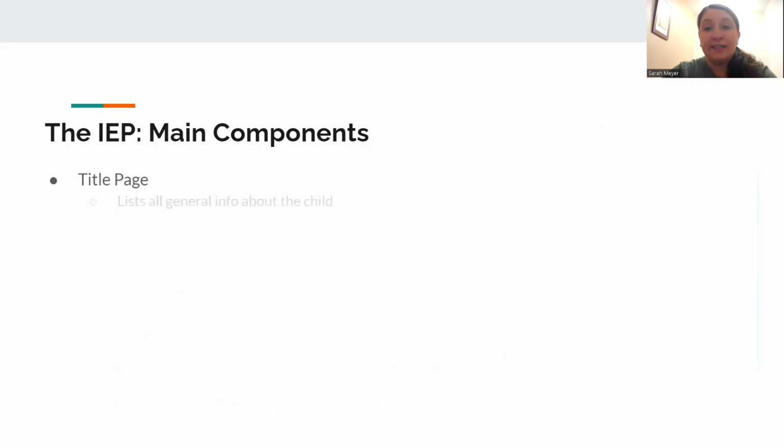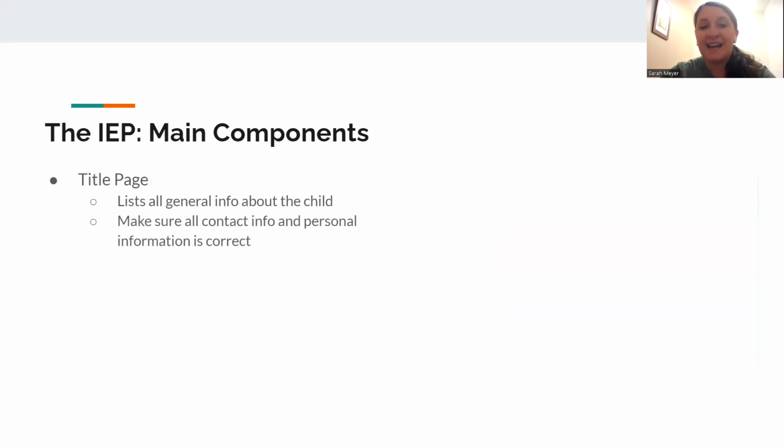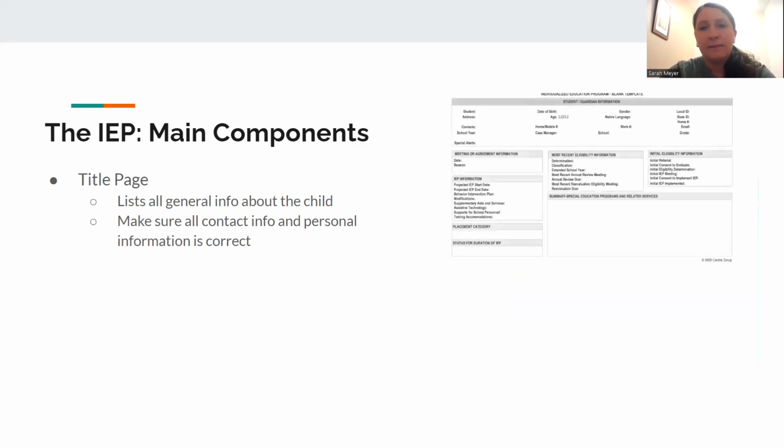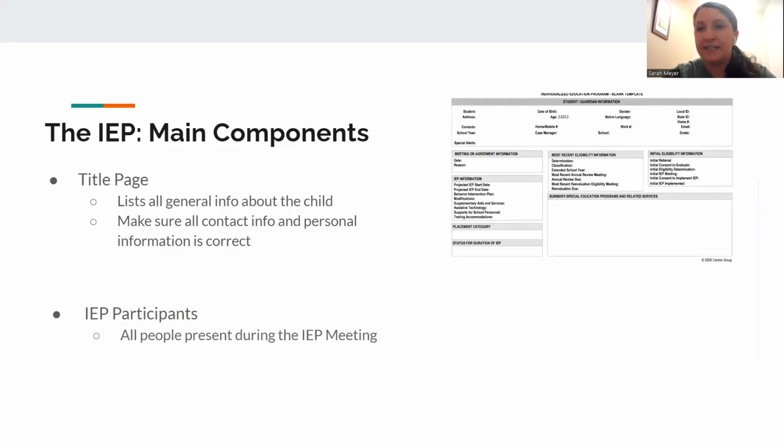So the first thing you're going to see is the title page, and this is going to list all the general information about your child. I always say, just double check, make sure the contact info, the child's spelling, that all that information is correct. And you're also going to see a list of the IEP participants, and that is just a copy and paste from the IEP invitation that you have previously received.